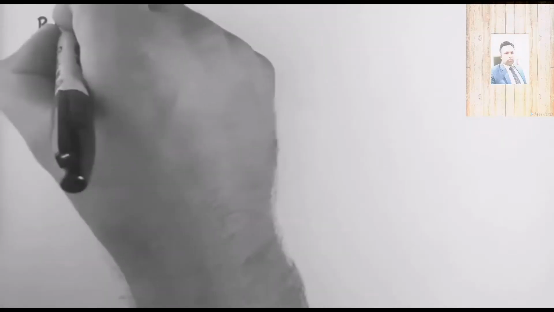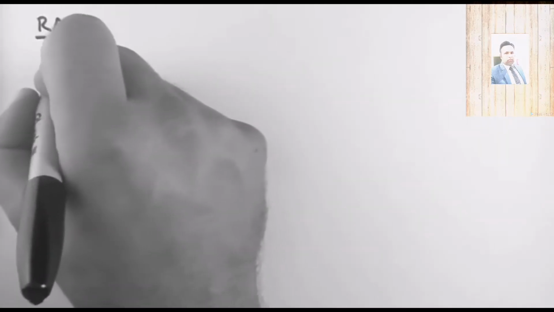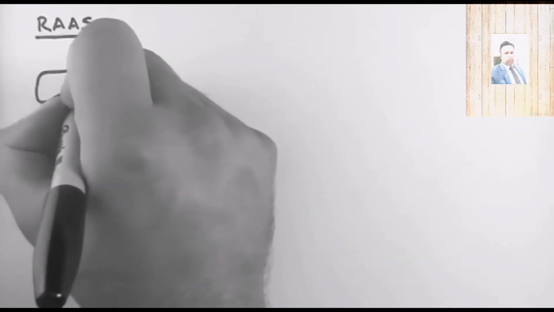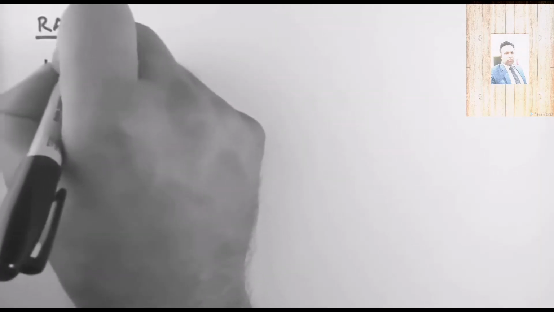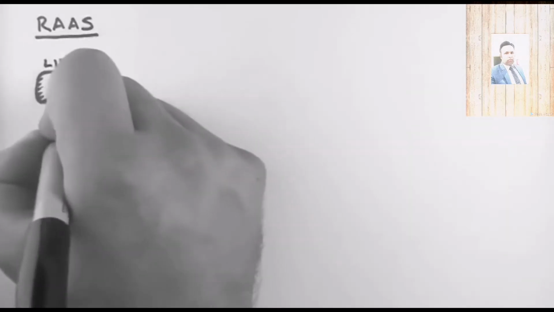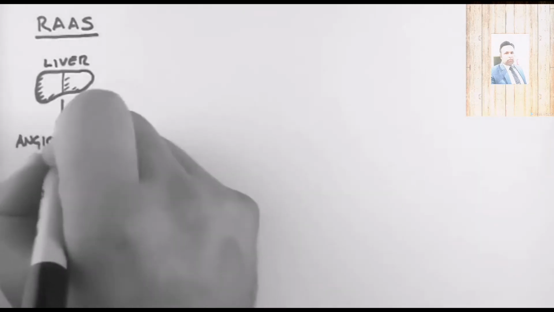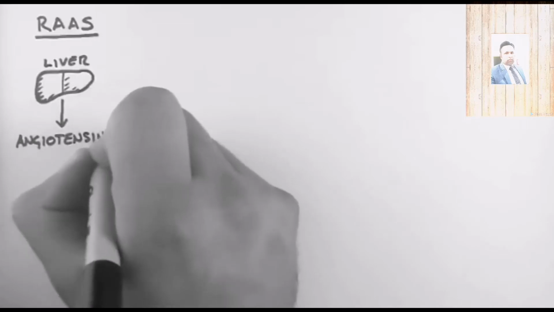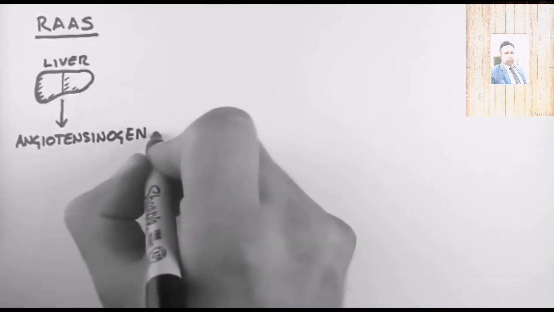Hi, in this video I'm going to look at the renin-angiotensin-aldosterone system, also known as the RAAS. So this all starts with the liver. And the liver produces a pre-enzyme called angiotensinogen.